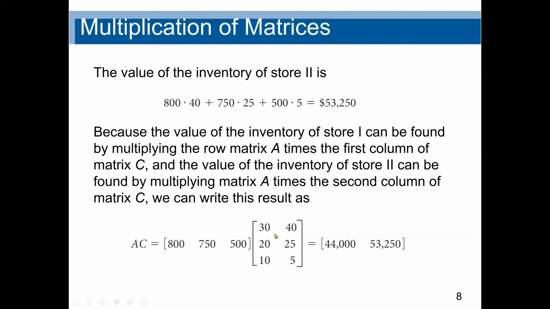So this works. But this time our answer will be 2 values because we have 2 columns. We take 800 multiplied by 30 plus 750 multiplied by 20 plus 500 multiplied by 10. Then we add all the values. That's 1 value. We get 44,000. Then we take 800 multiplied by 40 plus 750 multiplied by 25 plus 500 multiplied by 5. We add all together. We get 53,250. And that will be our submission. So the total price for the first store is 44,000. Second store is 53,250.